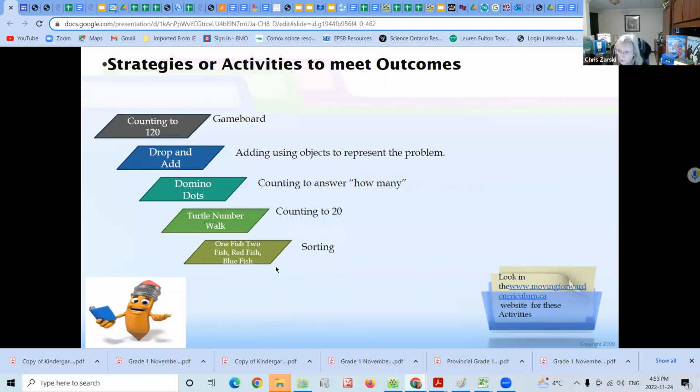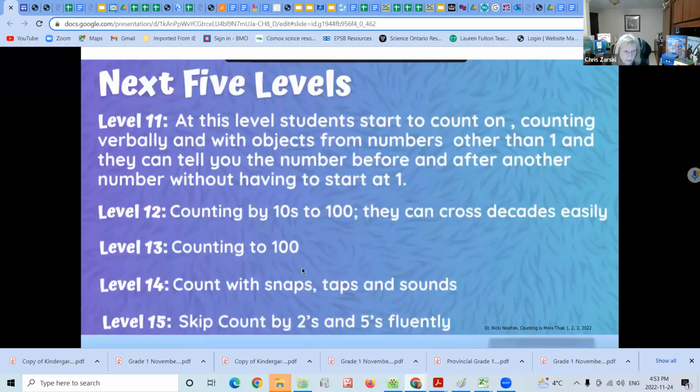But again, just download it. And once you've downloaded it, you can also edit it. Okay? You're not stuck to just that one. So the next 5 levels that exist would be things like counting by tens, right? We skip bound by tens, counting to 100, that's where we're at.